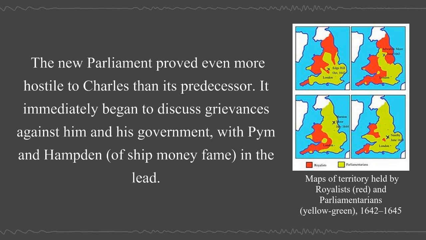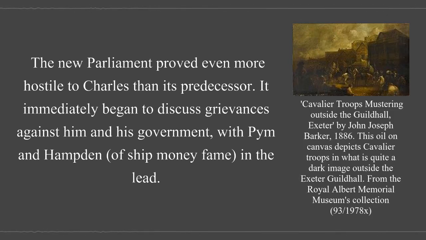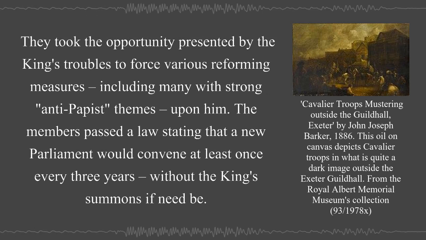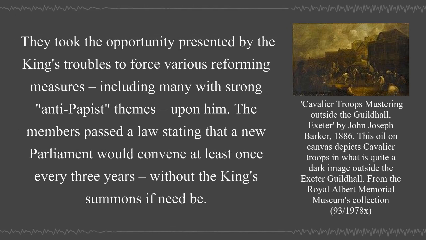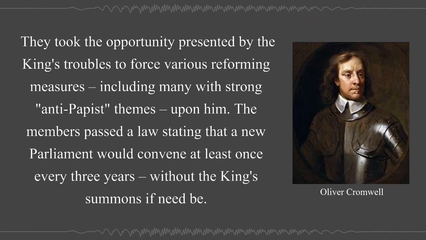It immediately began to discuss grievances against him and his government, with Pym and Hampden, of ship money fame, in the lead. They took the opportunity presented by the king's troubles to force various reforming measures, including many with strong anti-papist themes, upon him. The members passed a law stating that a new parliament would convene at least once every 3 years, without the king's summons if need be.